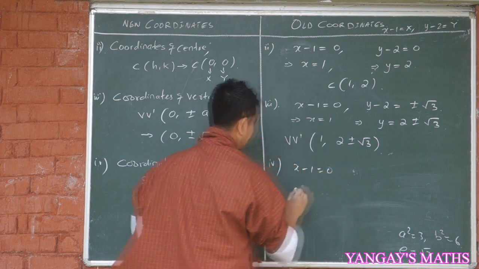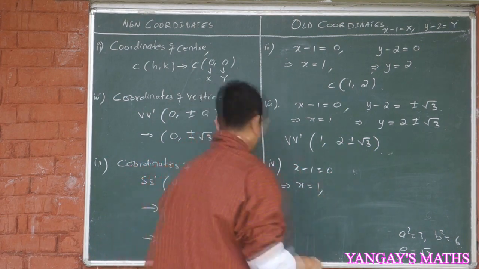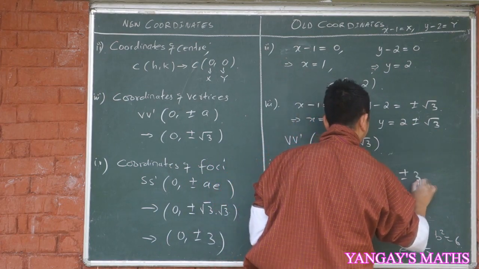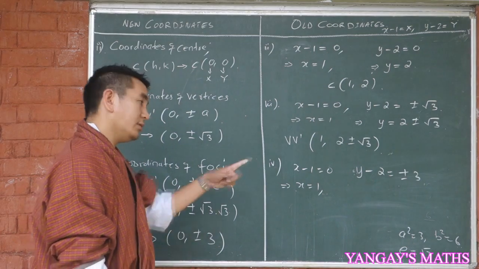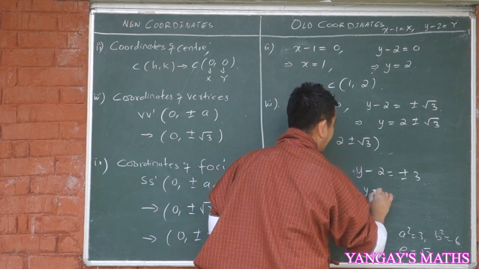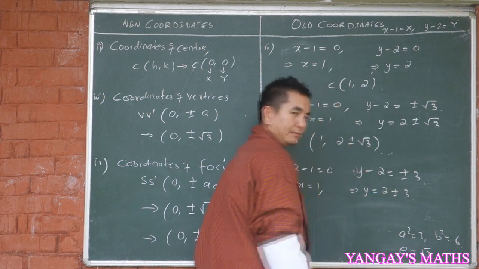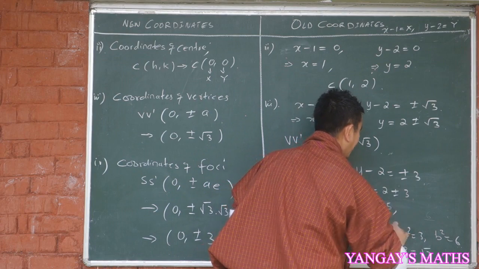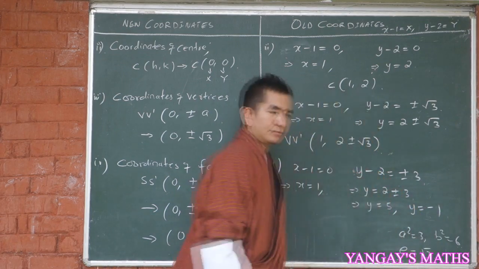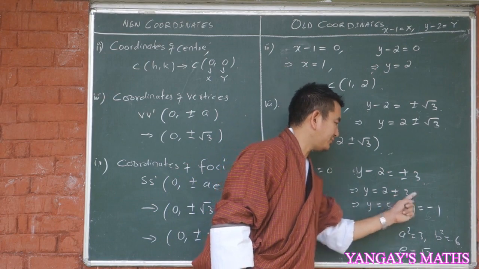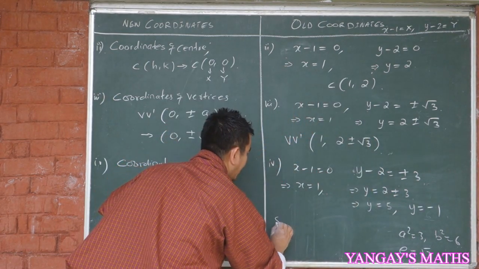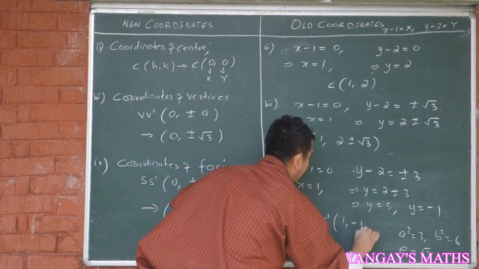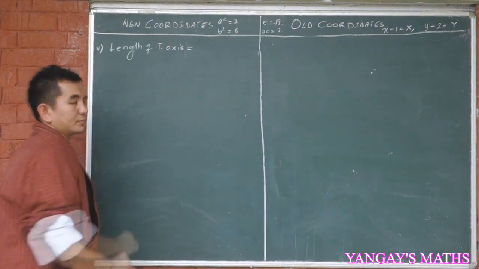X minus 1 is equal to 0. Implies x is equal to 1. This one, substitute there. Y minus 2 is equal to plus or minus 3. Yes or no? Which implies y is equal to 2 plus or minus 3. I can write this one as y is equal to 5 or y is equal to negative 1. 2 plus 3 is 5, 2 minus 3 is negative 1. So what's the focus point? One will be 1 comma 5 and another point will be 1 comma negative 1. This is our focus point.